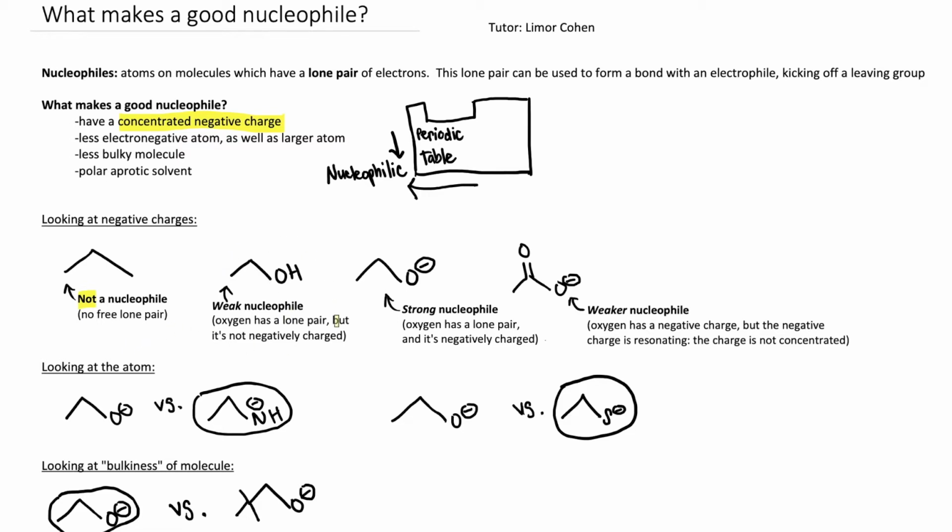On the other hand, this example right here, this oxygen does have 2 lone pairs, so it can act as a nucleophile, but it's going to be a weak nucleophile because it doesn't have a negative charge. On the other hand, this example right here is going to be a strong nucleophile because not only do we have lone pairs, but we also have this negative charge here, which represents electrons that are willing to go out and form bonds with electrophiles.